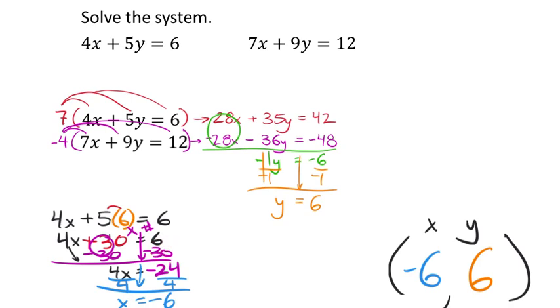Okay, so it looks like all our work looks pretty good, except I had made a mistake right there. But now we can check both equations, right? So this would be 4 times negative 6 plus 5 times 6. That's negative 24 plus 30, which is 6. So that first equation does check off. The second equation, 7 times negative 6 plus 9 times 6, that'd be negative 42 plus 54. Yeah, that's going to be 12. So the second equation checks off, and now we know we have found the solution.